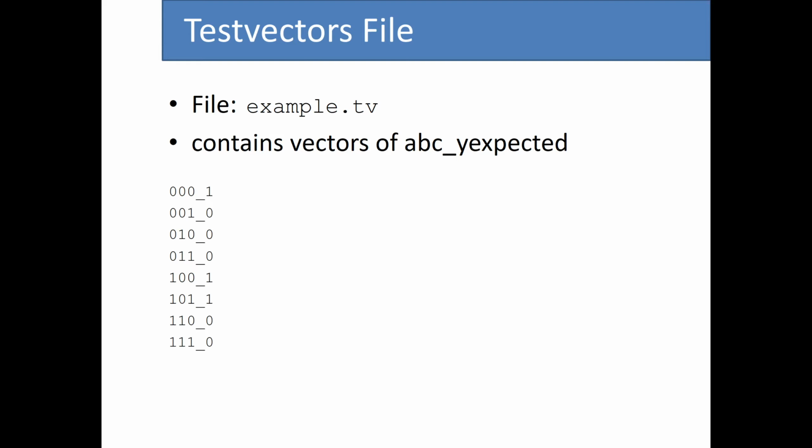So here you can see a test vector file example for the silly function that we have. It is called example.tv, TV short for test vector, and this contains these lines in which the first three values are basically the input values. We have underscore, and then we have the expected y. So this is simply the truth table that we have that shows the relationship between any combination of the inputs and the output that we need to have.